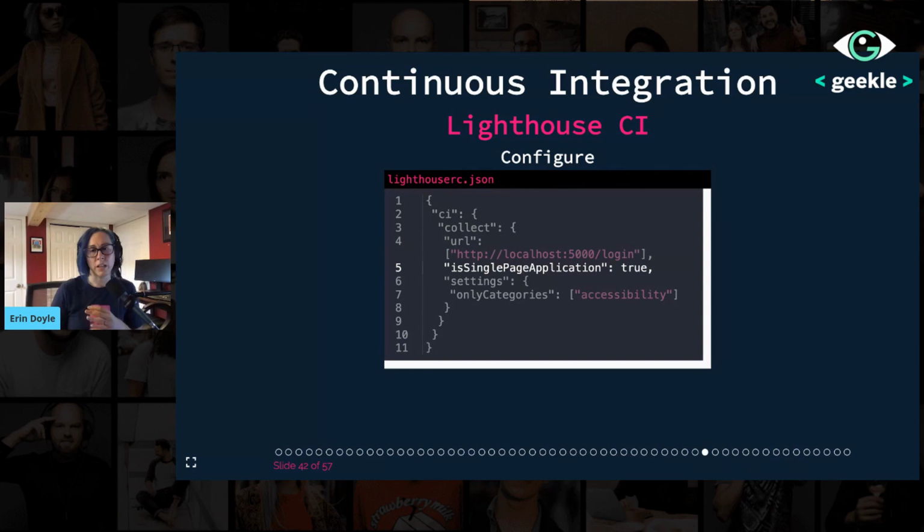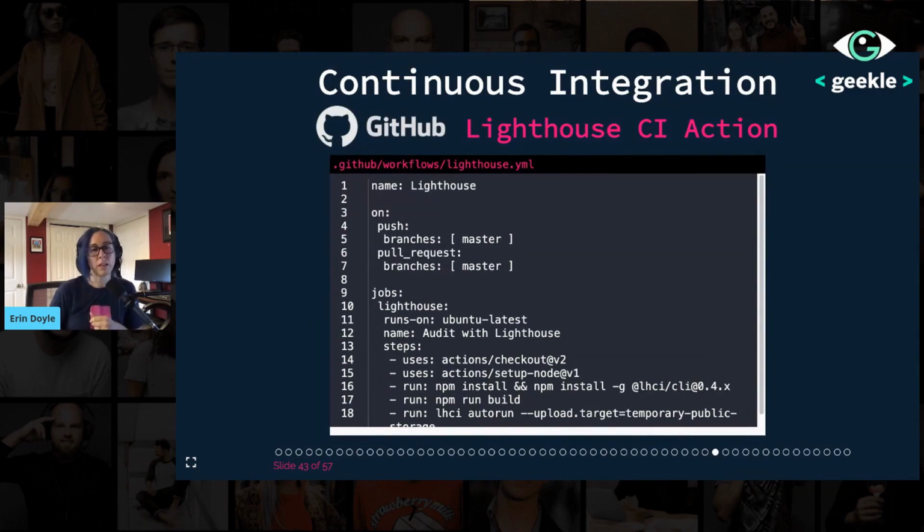The next property here I've got is single page application set to true, because it is. And we've got a settings property here where I've specified that I only want Lighthouse to audit for accessibility issues. Because Lighthouse performs many categories of audits, I've added this just to restrict the results to the accessibility issues.